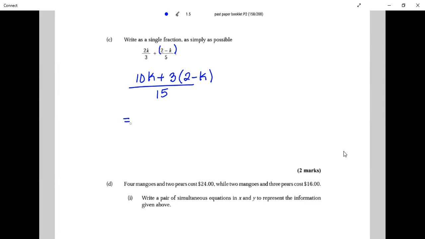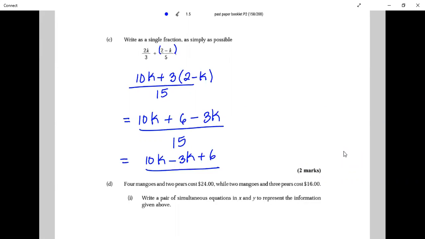Then I'm going to simplify the numerator. This is 10k. Then I'm going to apply the distributive law. And the distributive law says whatever is in the bracket is multiplied by what is immediately outside the bracket. So 3 2s are 6, minus 3 times k is 3k. And this is all over 15. Next, I'm going to group like terms. This is 10k minus 3k plus 6 over 15. And our final answer is 7k plus 6 over 15.